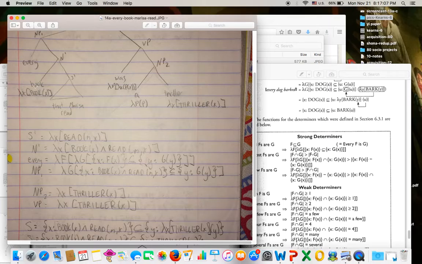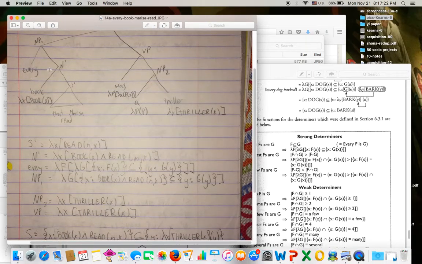And then we have book, which is lambda x book x, and at this N bar constituent up here, we're combining the predicates of the relative clause and book. So we have a lambda x that is a book and that was read by Marissa. And then every, it's the same as in the previous examples. This is the denotation of every.